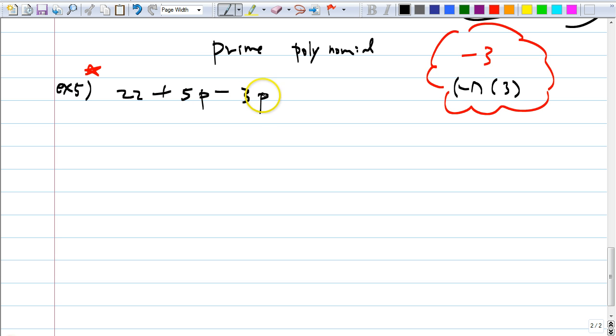Example 5: 22 plus 5p minus 3p squared. First of all, write this down: 22 plus 5p minus 3p squared. This one looks different than the other ones. Why? Raise your hand if you're thinking, why does it?